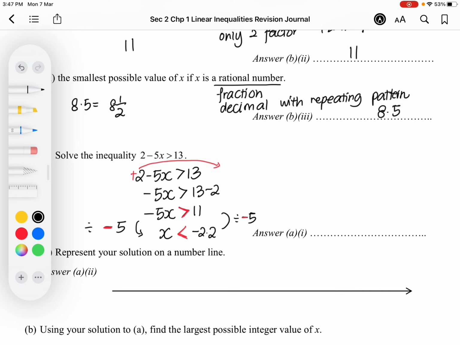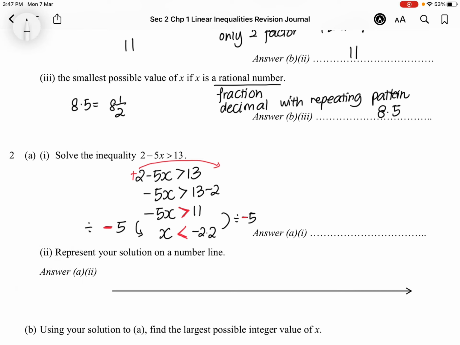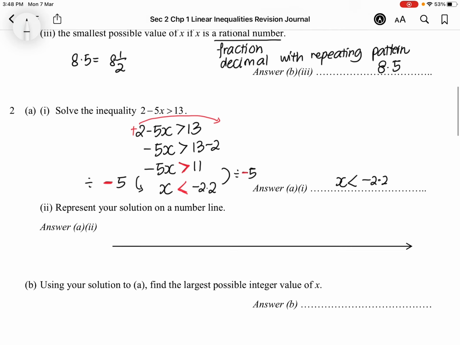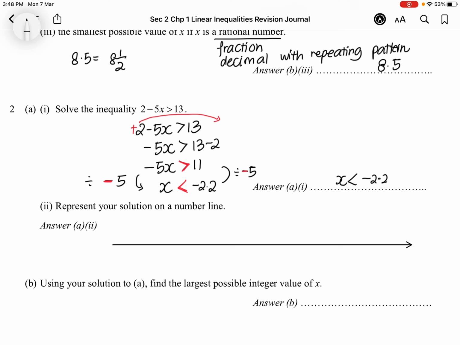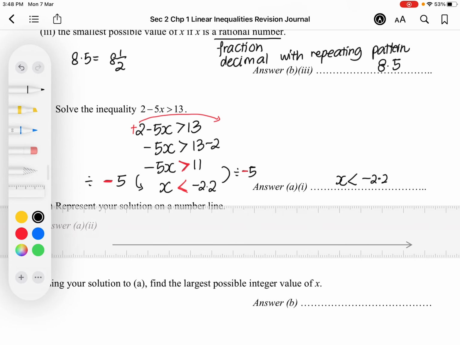Now, the question says solve the inequality. So the answer is not negative 2.2. The answer is the whole inequality itself. So in this blank down here, please make sure you write x less than negative 2.2. Okay. So now we are going to draw this number line to represent our solution.